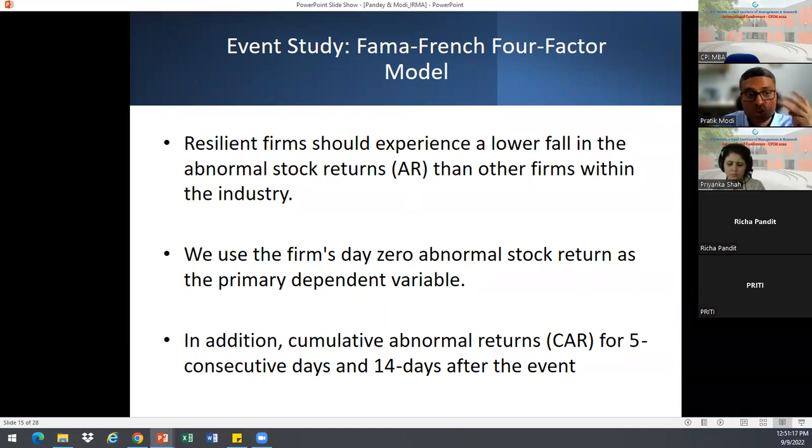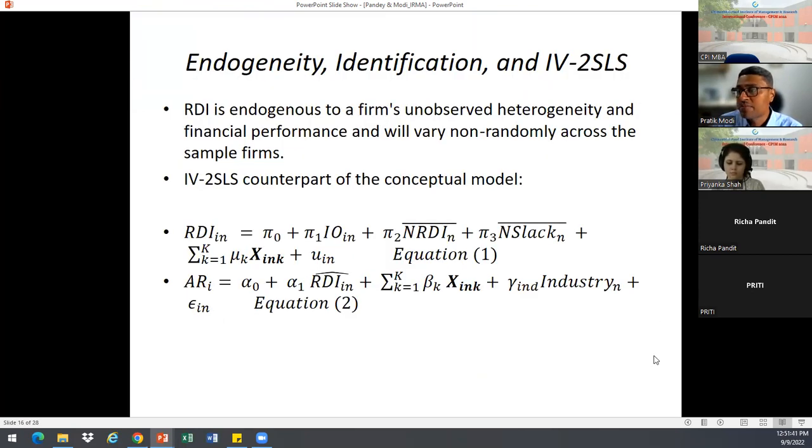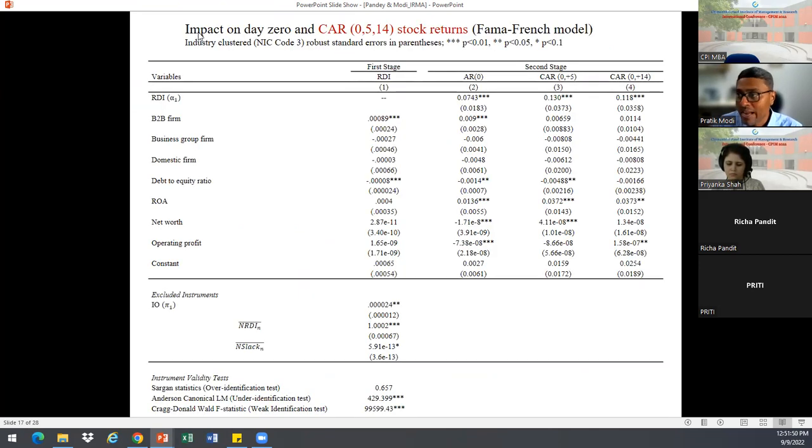Now, this is where the sensitivity analysis for 3 windows comes in. For day 0, that means the day on which demonetization was announced and stock fell 6%, on the 5th day from the demonetization's announcement, and on the 14th day. So we collected stock data on all these companies for day 0, 5, and 14. And then we specified our equation for R&D and abnormal return using the IV2SLS counterpart. And then we provided the impact of innovation and R&D on day 0, 5, and 14 on stock returns.